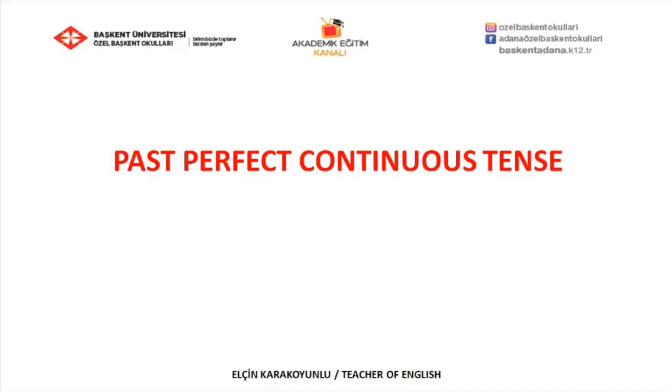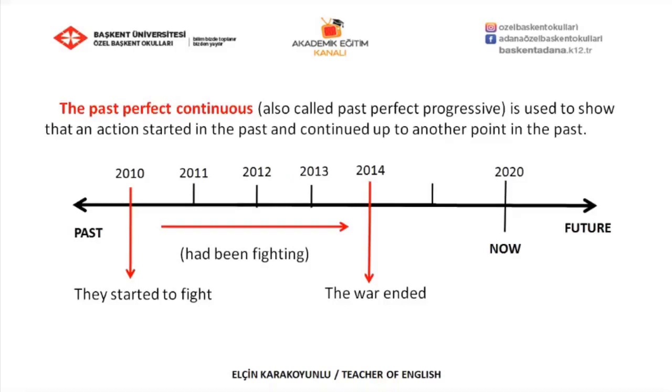Hi everyone. In this lesson, we are going to talk about past perfect continuous tense. The past perfect continuous, also called past perfect progressive, is used to show that an action started in the past and continued up to another point in the past. Let's check the events together now.